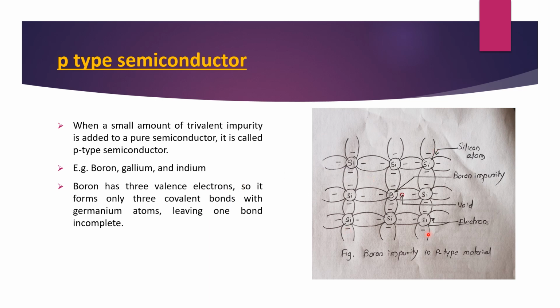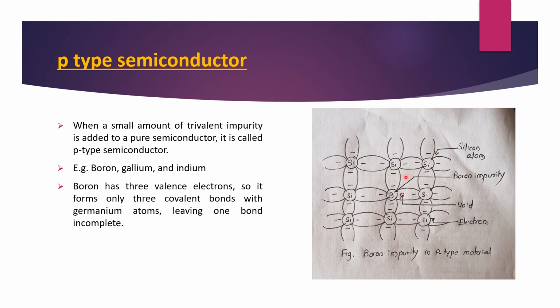It has 3 valence electrons. The construction remains the same. Boron tries to fit into this construction. So what will happen? 1, 2, 3. Now it has 3 valence electrons, so 3 electrons are shared in 3 covalent bonds. But in the fourth covalent bond, silicon shares 1 electron, but one electron is not there. If the electron is not there, it means a hole is there. As you know, the definition of hole is the absence of an electron.